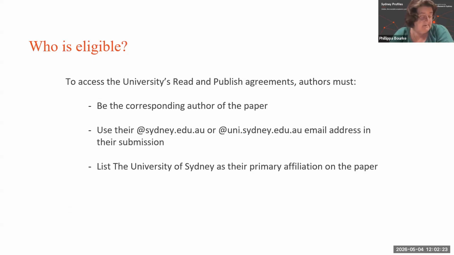To access the university's read and publish agreements, authors must meet the following requirements. They need to be the corresponding author, and they need to use their @sydney.edu.au or @uni.sydney.edu.au email address in their submission and in their correspondence. They must also list the University of Sydney as their primary affiliation on the paper. If you ensure compliance with these requirements, that should make the process of publishing through a read and publish agreement much more smooth. And these are the first three questions that we will ask when we're contacted about issues using the agreements.